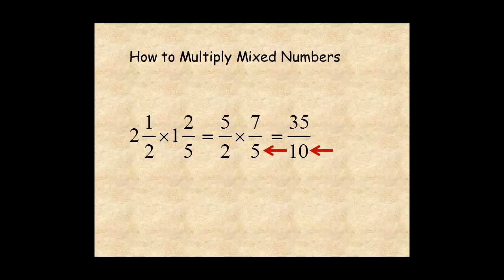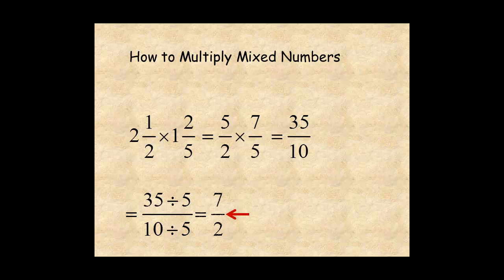For 35 over 10. Since 35 and 10 have a common factor of 5, simplify the fraction by dividing the numerator and denominator by 5. For 7 over 2. Notice that this is an improper fraction. The numerator is greater than the denominator. So divide 7 by 2 for 3 remainder 1. And the final product is 3½.